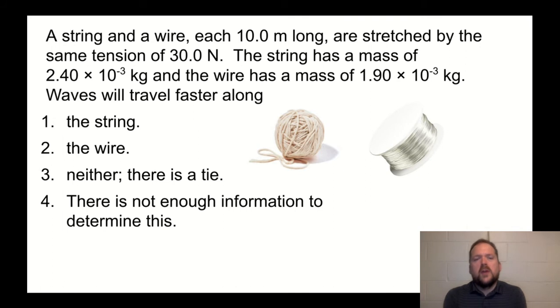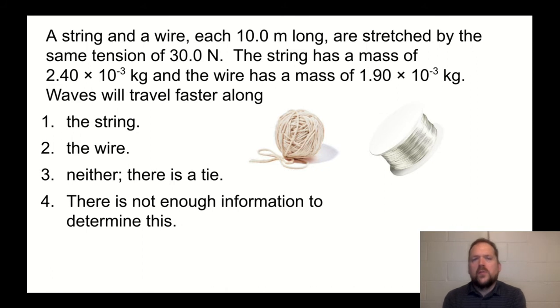Neither, because there is a tie or we don't have enough information to determine this. We actually have all the information we need to determine this, because we need to know the tension and the mass density in order to figure out the speed. Well, the tension on both is 30 newtons. Mass density is a one-dimensional density. It's mass per length. So we would take each of the object's masses and divide it by the length, but the length is the same for both of them, 10 meters.